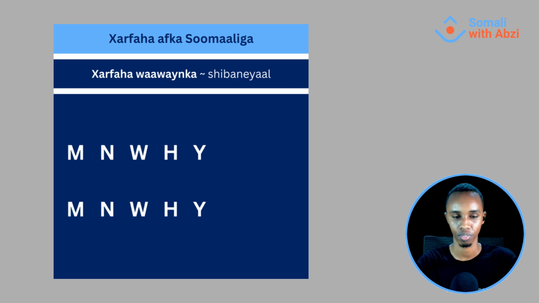Ma, na, wa, ha, ya. Let's repeat again. Ma, na, wa, ha, ya. And now we're going to learn the small letters, xarfaha yaryarka af Soomaaliga.